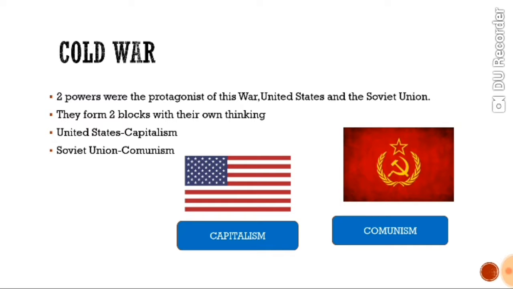Two powers were the protagonists of this war, the United States and the Soviet Union. They formed two blocks with their own thinking. The United States took capitalism and the Soviet Union took communism.